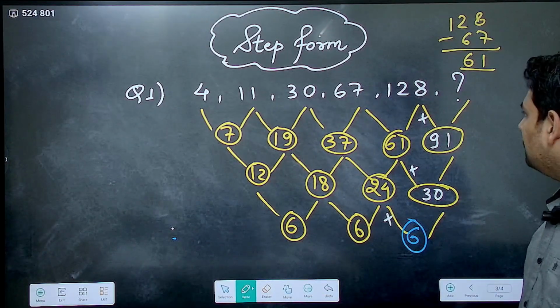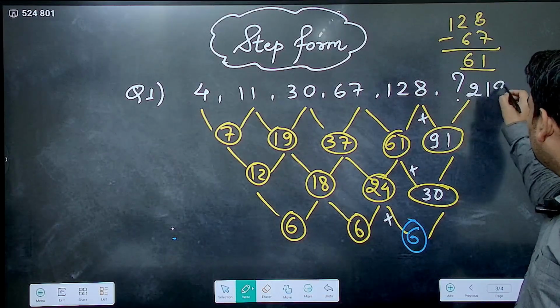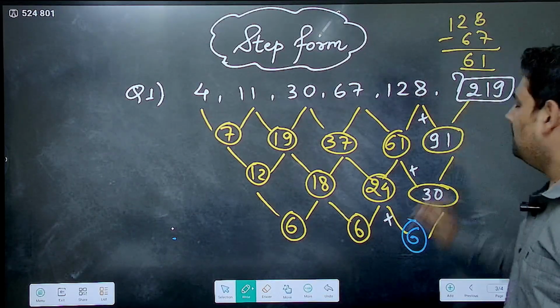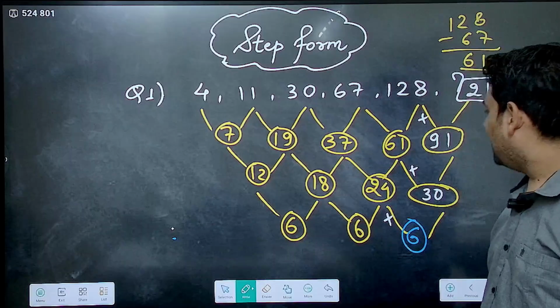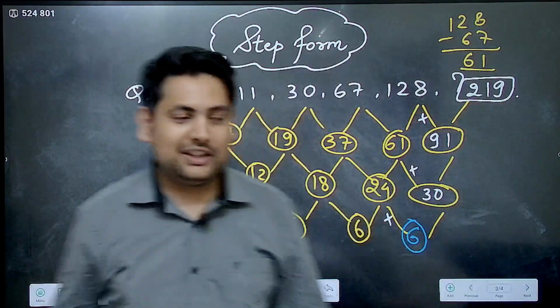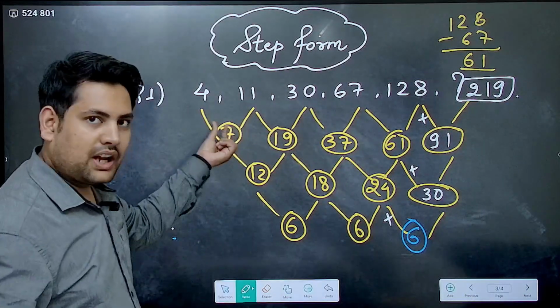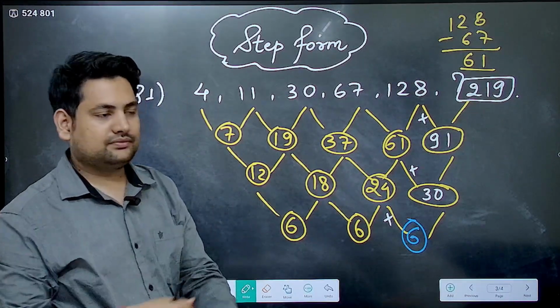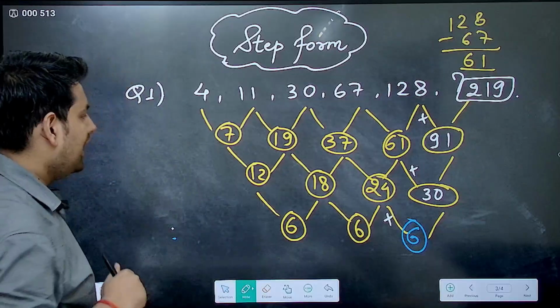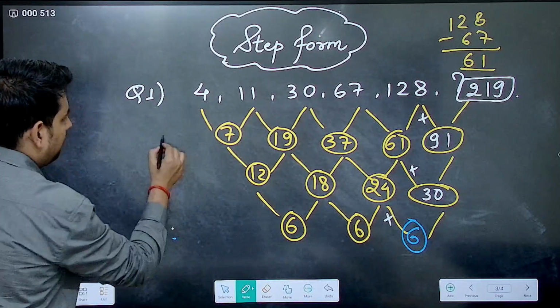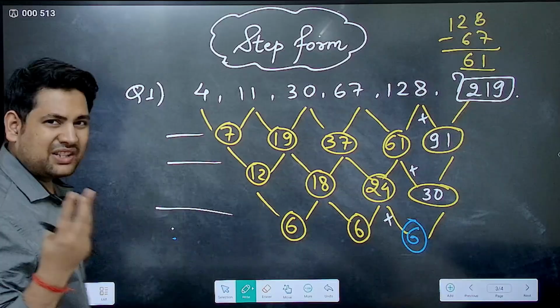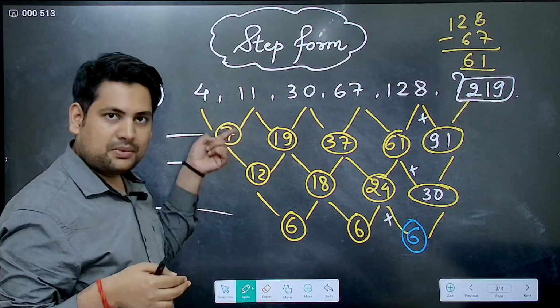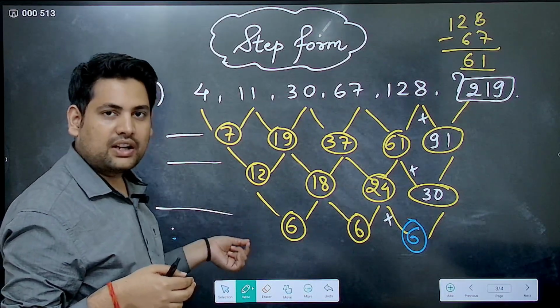128 plus 91, 219. This would be your answer. Understood? Got it? Simply we started by subtracting two numbers and then got to 219. Also, one thing that I can tell you: how many steps did this take you? 3 steps, in step form.